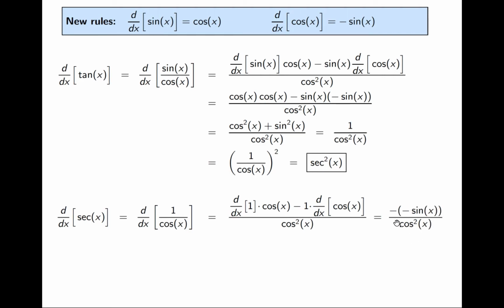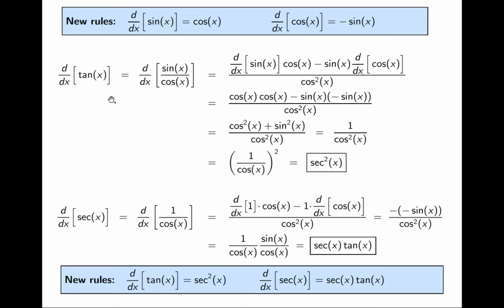Now let's take this expression, which is sine of x over cosine squared x, and write that as 1 over cosine of x times sine of x over cosine of x, and then you see that we're getting secant of x times tangent of x. So this is our new rule. The derivative of secant of x is secant x tangent x. Let's record what we've just found on this slide. Two new rules. The derivative of tangent of x is secant squared x, and the derivative of secant x equals secant x tangent x.